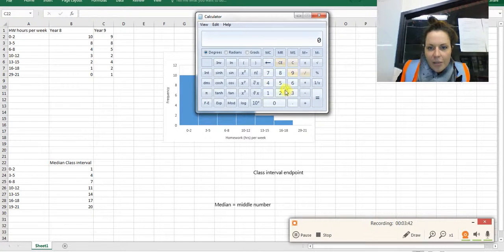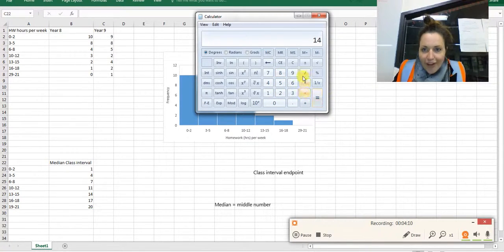Say for example, if you have 0 to 49, you go 0, add 49 equals, and then divide by 2. Then you would put your median class interval number in here. So 6 to 8, I know that the middle number is 7, but if you didn't know that, which is okay, you'd go 6, add 8 equals, divided by 2 equals 7. So just remember, you add that number plus that number, divide by 2.